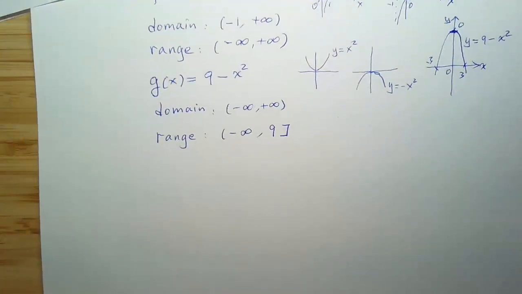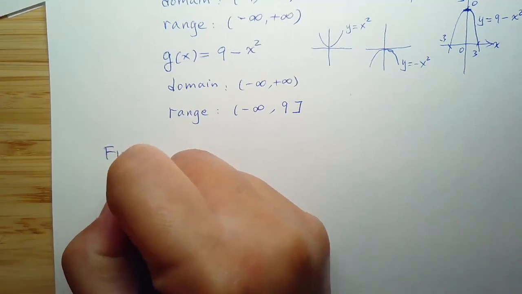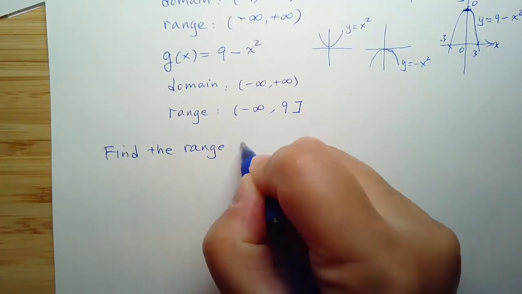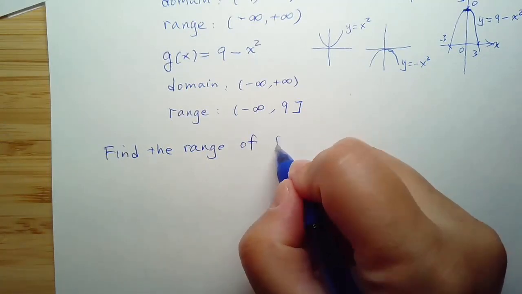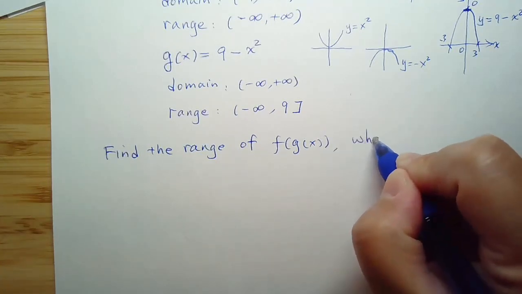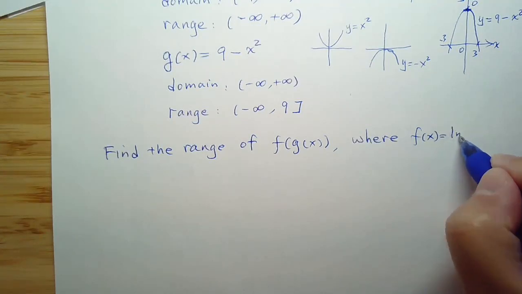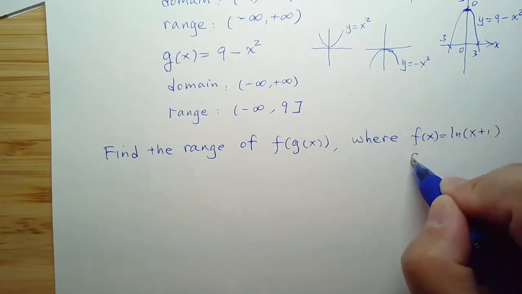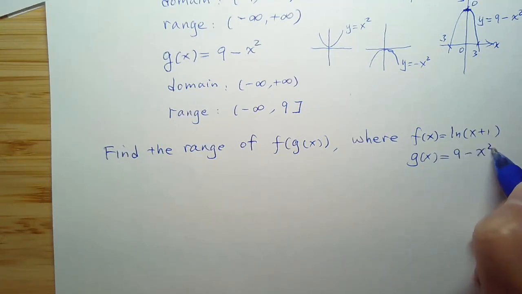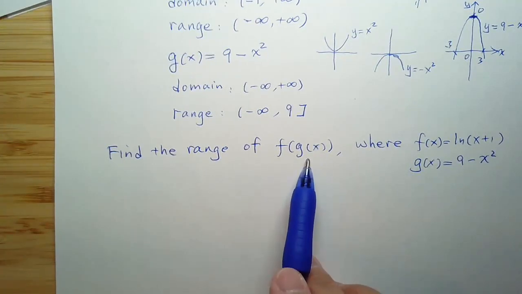Now let me ask you a new one. Find the range of f of g of x, where f of x equals ln x plus 1, and g of x, just like we had earlier, is 9 minus x squared. So we are looking for the range of this composite function.